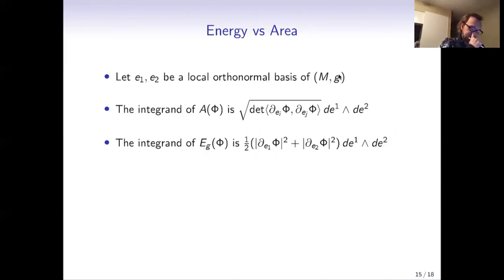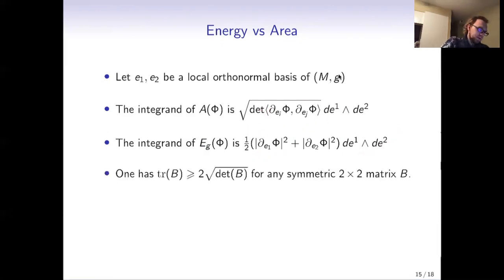Let's compare those two. We have the same matrix A, whose entries are those scalar products, and we're looking at the trace. So this is half of the trace, and this is the square root of the determinant. I claim that there's always an inequality like this: the trace of B is bigger than or equal to twice the square root of the determinant of B for any 2x2 symmetric B.